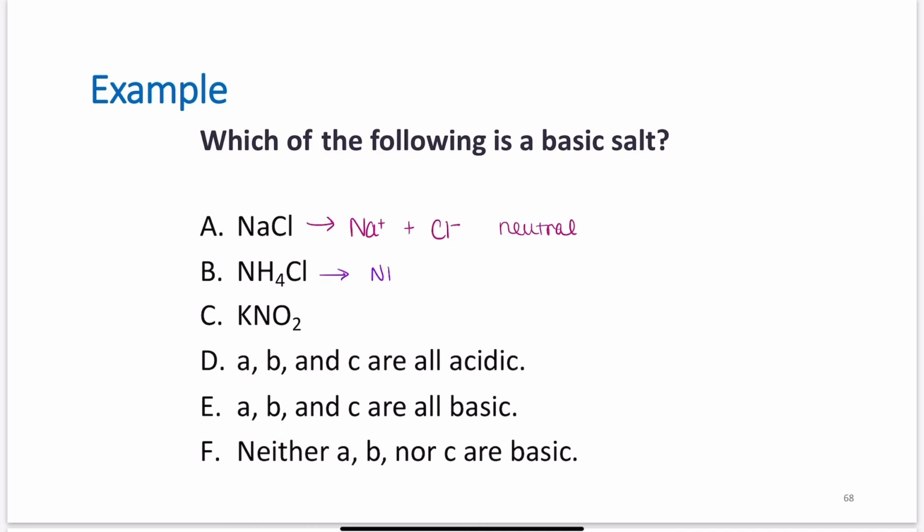NH4Cl splits up into NH4 plus and Cl minus. NH4 plus is a conjugate acid of ammonia. Cl minus, conjugate base of HCl, very, very stable. NH4 plus will cause a solution to have a pH change, but it will actually be acidic.